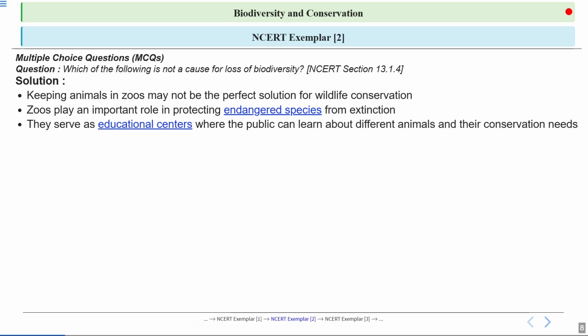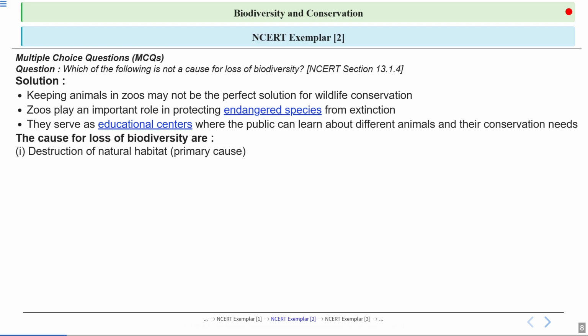Now, zoos also serve as educational centers where people can learn about different animals and understand the importance of protecting them, which is part of conservation efforts. Now, what are the causes of loss of biodiversity? The first one is the destruction of natural habitats. This is the primary cause of loss of biodiversity as it removes the homes and resources that species depend on for survival.